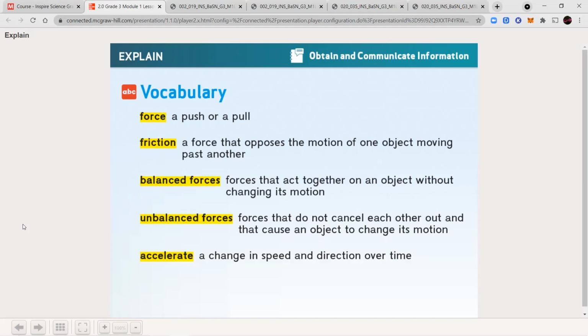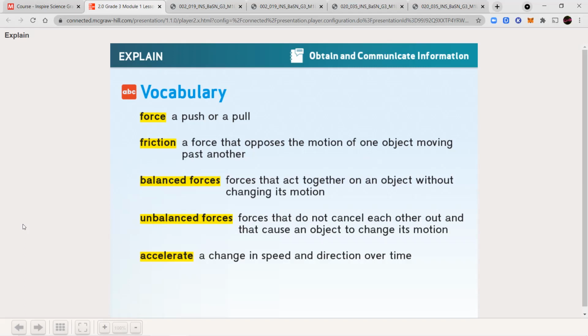Unbalanced forces are when one is more than the other. So forces that do not cancel each other out and cause an object to move. So if you and your friend are applying force on your hands when you're pushing your hands together and one person pushes harder, your hands are not going to stay in that same spot. They're going to move. You're going to get pushed in a particular direction, or you're going to push the other person in a particular direction.